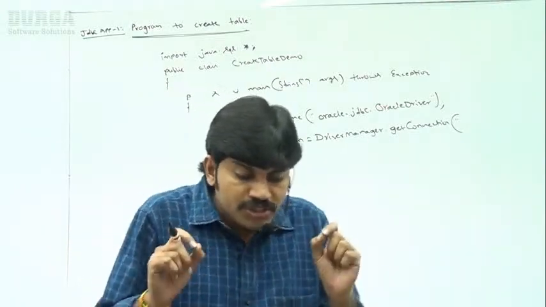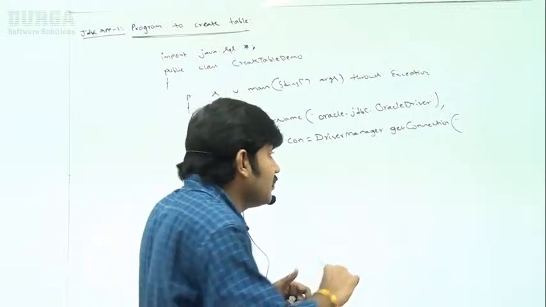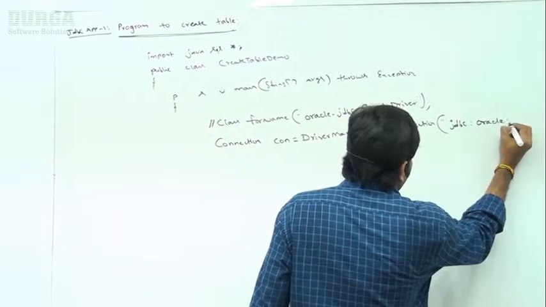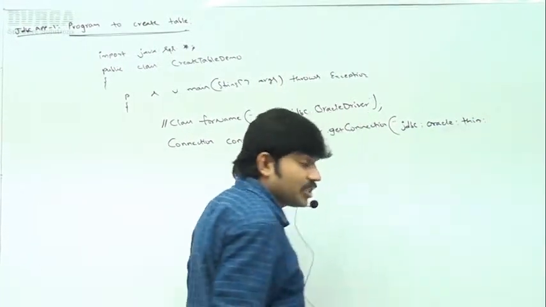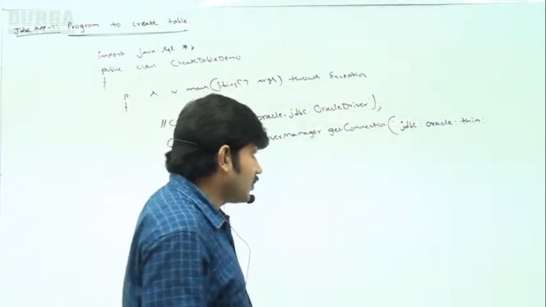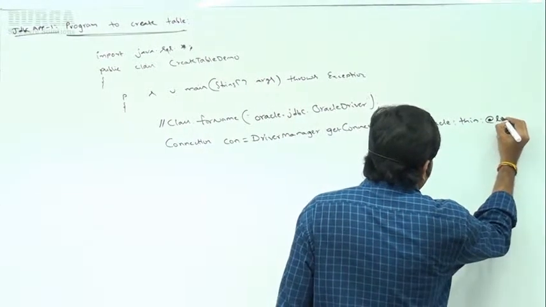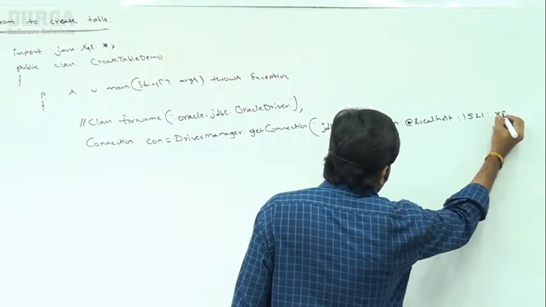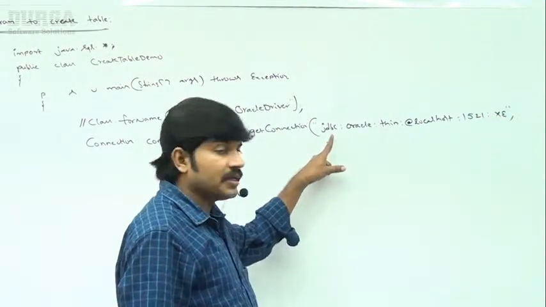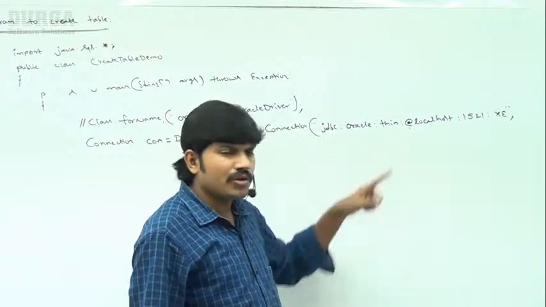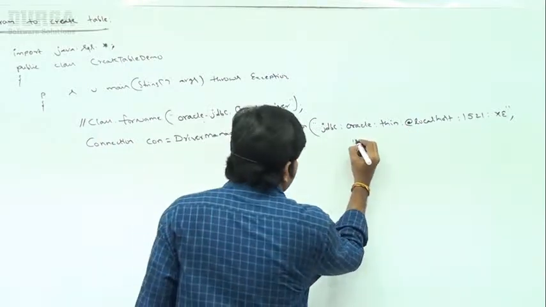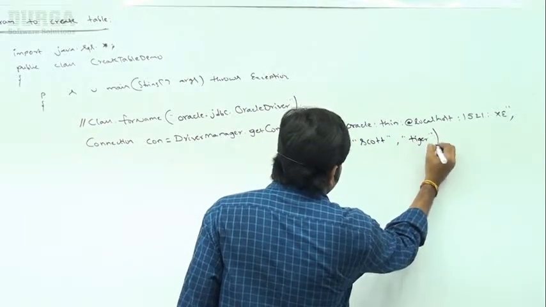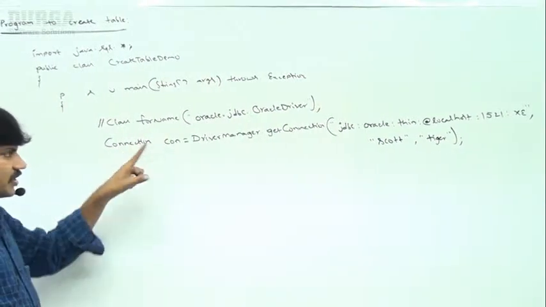Can you spell out the JDBC URL for the type 4 driver, sir? Yes. jdbc:oracle:thin, because the type 4 driver is also known as the thin driver, @localhost:1521:xe. This is the system ID. If you observed the last videos, I don't think you will have any difficulty understanding this one. Next, scott comma tiger is my username and password. Sir, now the connection is ready.